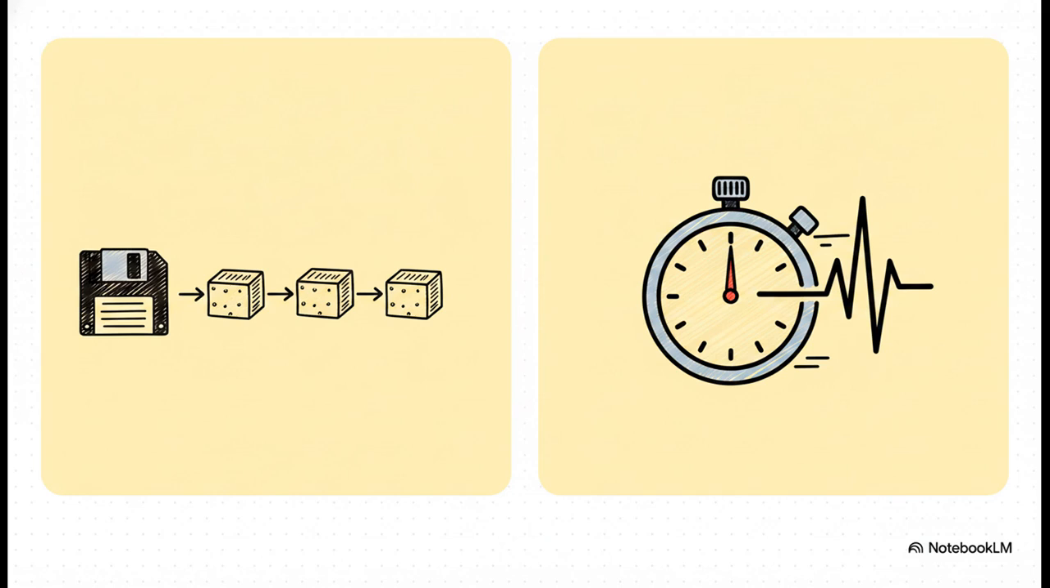Recovery point objective, or RPO, is your acceptable data loss. So if your RPO is 15 minutes, you need to be backing up at least every 15 minutes. Recovery time objective, or RTO, is your acceptable downtime, basically how fast you absolutely need to be back online.